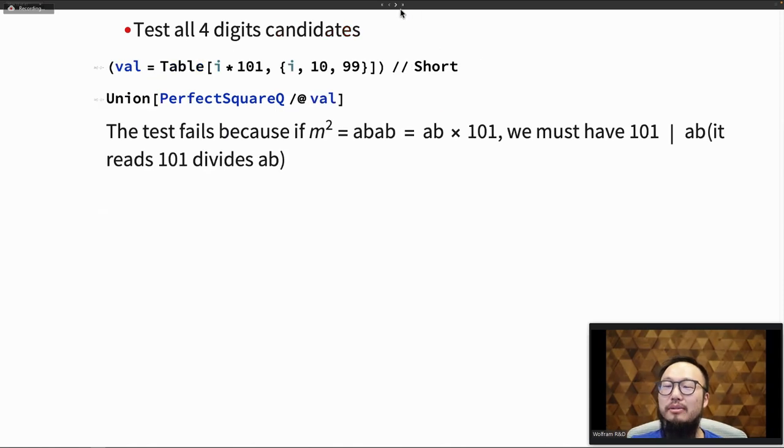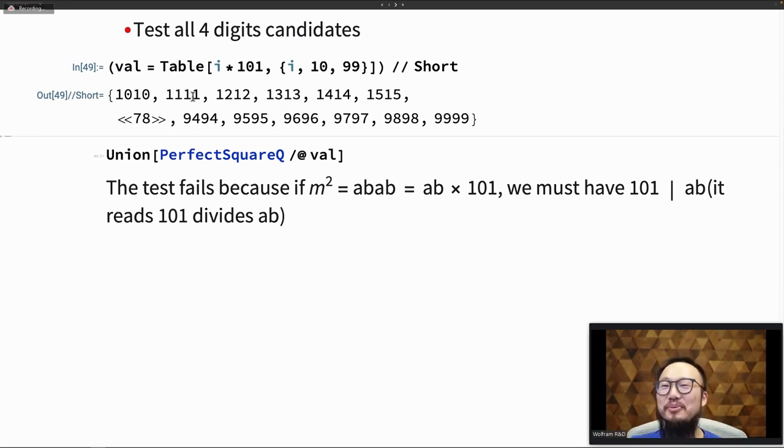And then you do that for 10, this is 4 digits, okay? 1, 0, 1, 0, 1, 1, 1, 1, 1, 2, 1, 2, 1, 3, 1, 3, 1, 4, 1, 4. Okay, so you test everything.